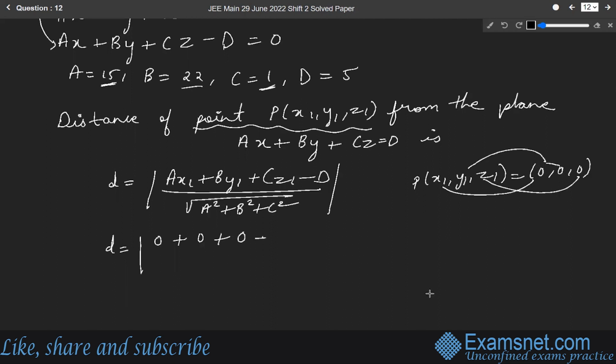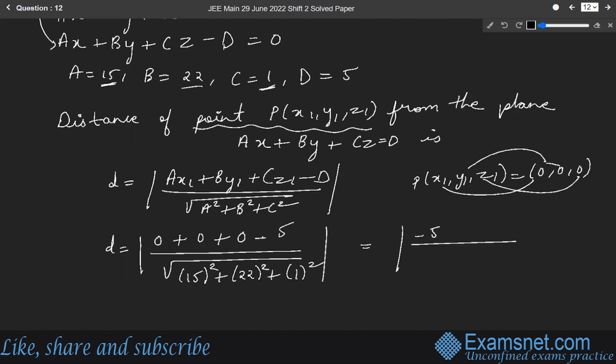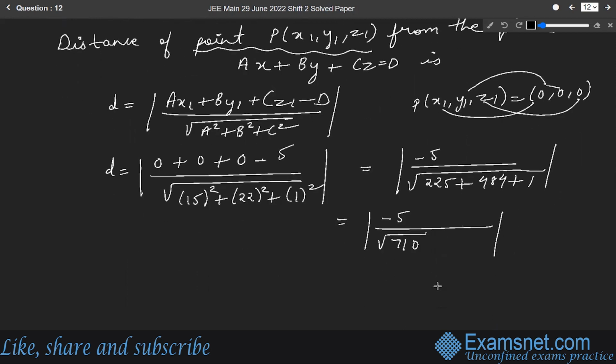Minus d. What is d here? 5. So minus of 5, divided by under root of a square, what is a? 15. 15 square plus b square, 22 square plus c square, so 1 square. So it will be mod of minus 5 divided by under root of 15 square is 225, 22 square is 484 and 1 square is 1. So this will be equal to mod of minus 5 divided by under root of 225 plus 484 plus 1 is 710, right? Since it is mod, the minus 5 will be equal to plus 5 because of the mod. So we have 5 upon under root of 710.